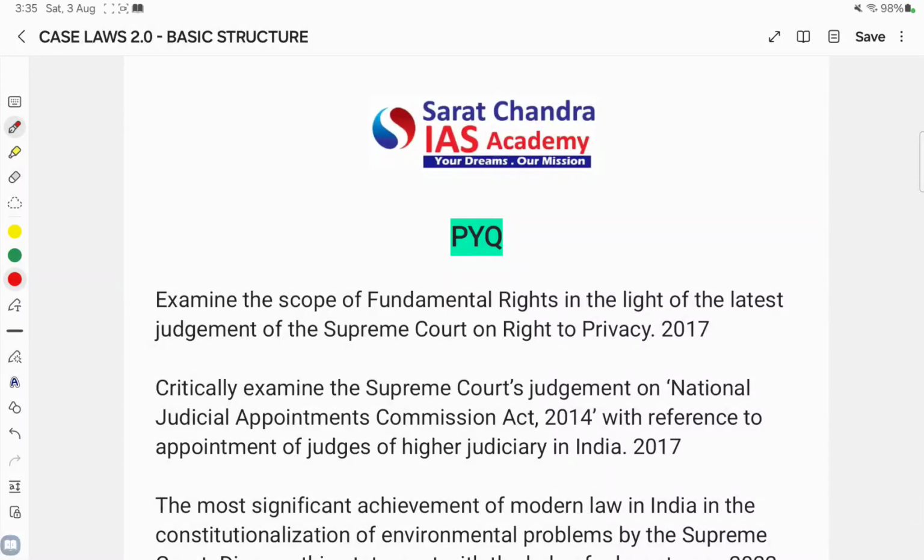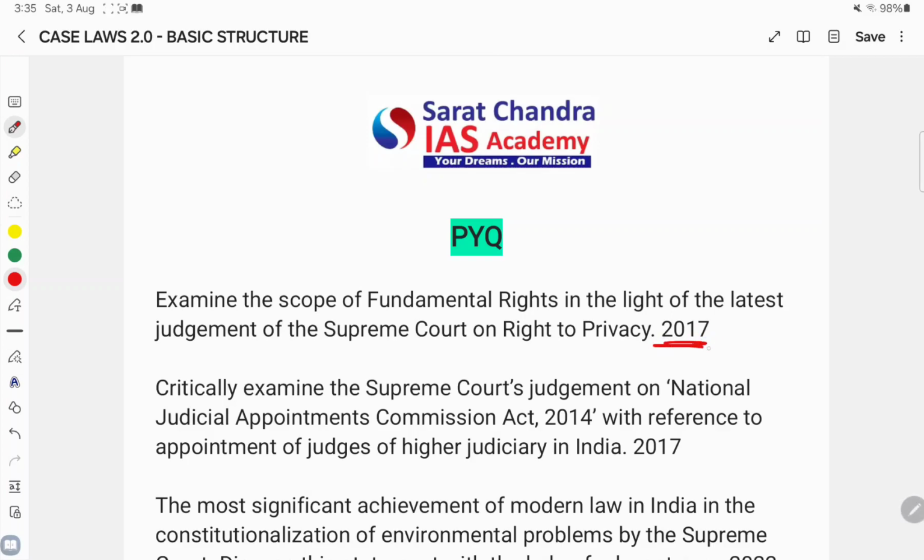If you see the previous year questions of UPSC Mains, especially the GS2 paper, there has been direct questions from the Supreme Court judgments. So if we cover the Supreme Court cases, not only does it help in value addition of our points, but it can also be useful in answering some of the specific questions based on the Supreme Court judgments.